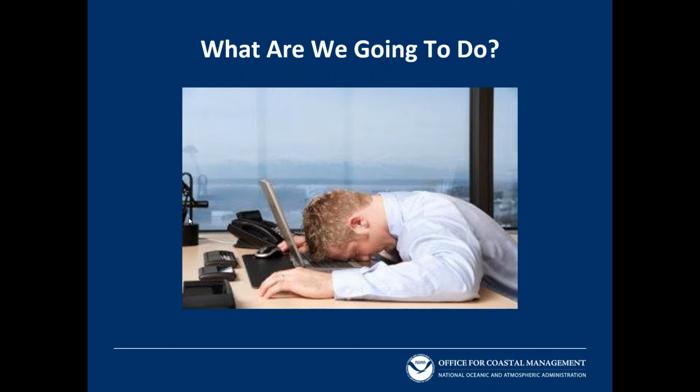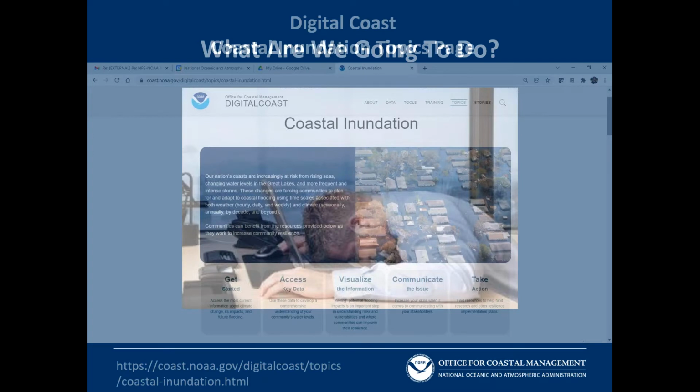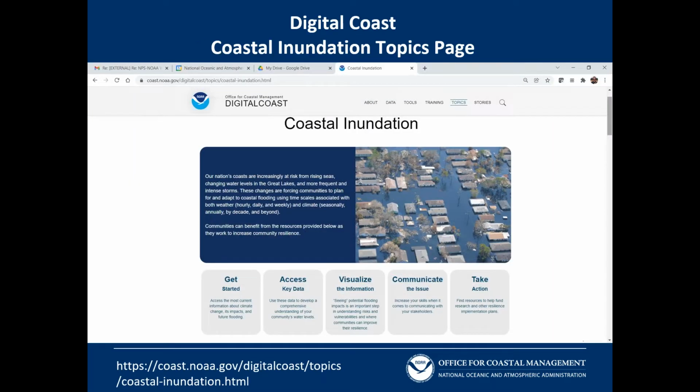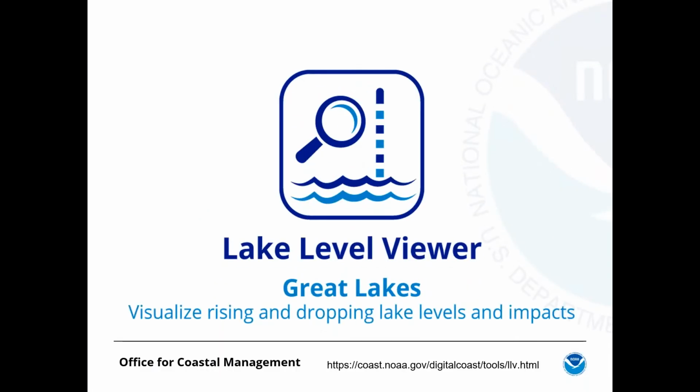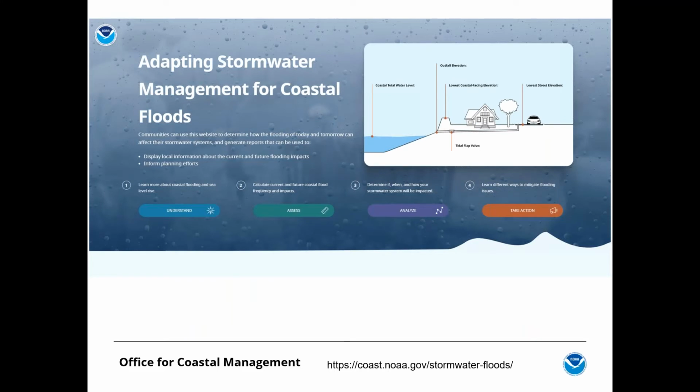So what I'd like to do now is transition to how we're actually providing this information in planning tools and data. Something that I work on is called the NOAA Digital Coast. If you just do coast.noaa.gov or Google Digital Coast, we have a topics page. It's all about coastal inundation. It does include lake levels too, and I'll talk about that in the Great Lakes. We have a lake level viewer, so you can access a lot of the key data sets and tools in this section. One of the tools I will demo is our sea level rise viewer. We do have a lake level viewer, and if I have time, I'll demonstrate a stormwater tool that we have.